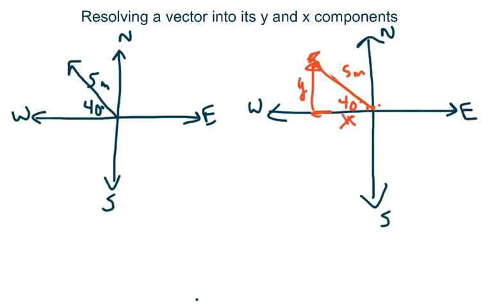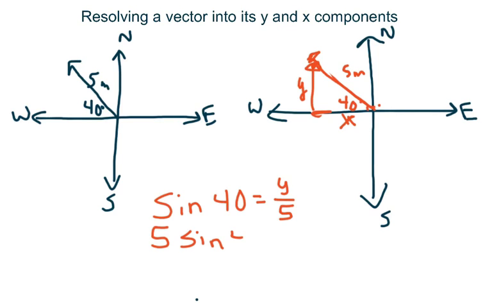The first thing we're going to do, when we draw this down, is use sine of 40 equals y over 5. So 5 sine of 40 equals my y component. We're going to round to the nearest tenth, and this is going to be 3.2 meters. So my y equals 3.2 meters.